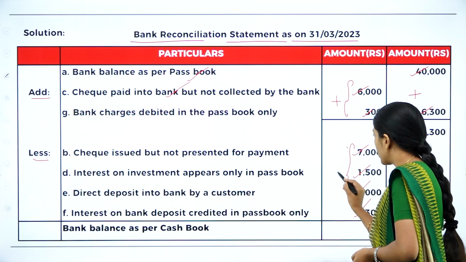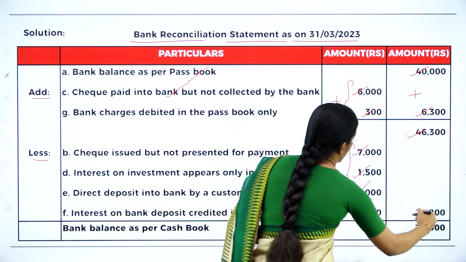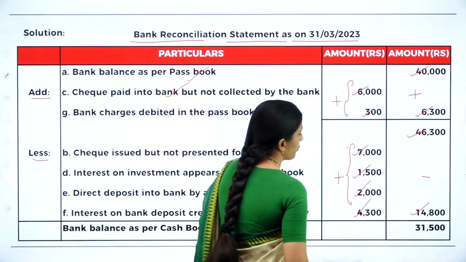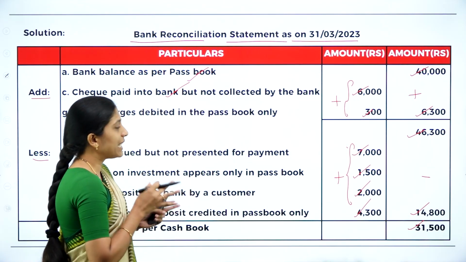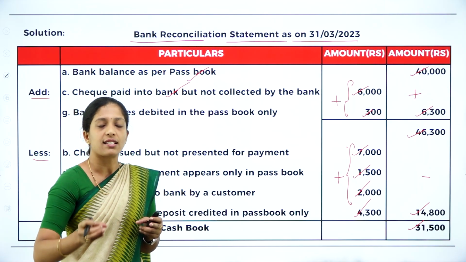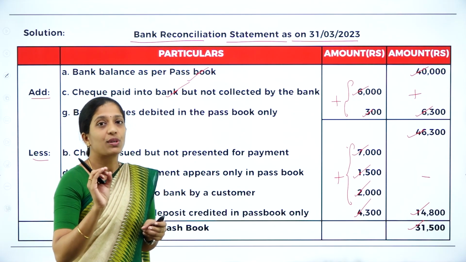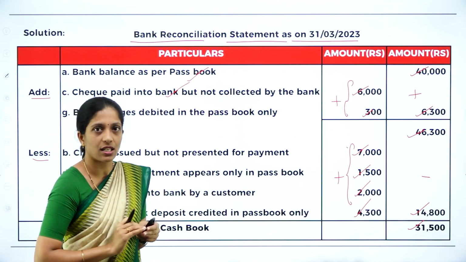Add all these and write in the outer column so that you will get 14,800. Now 46,300 minus 14,800, you will get 31,500. So only this much. While reading the transaction itself, you have to identify first which is the base book, then what are the transactions to be added as well as deducted.